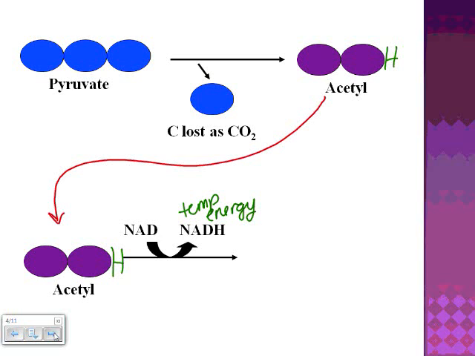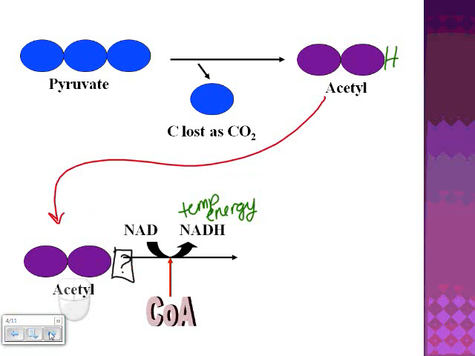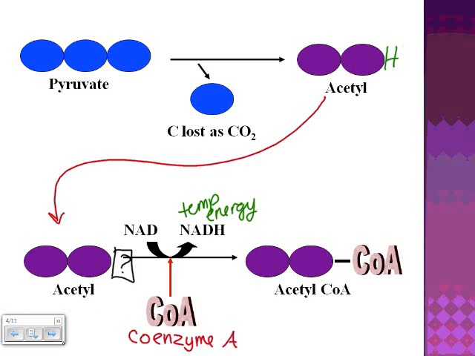But when that hydrogen gets stolen away, it leaves a blank spot, and the blank spot is going to need to be filled. And what's going to fill it is something called CoA, and CoA stands for coenzyme A. All right? So what you're going to end up with is acetyl-CoA. Coenzyme A is a transport molecule. Its job is going to be to transport the acetyl group onto the next stage.